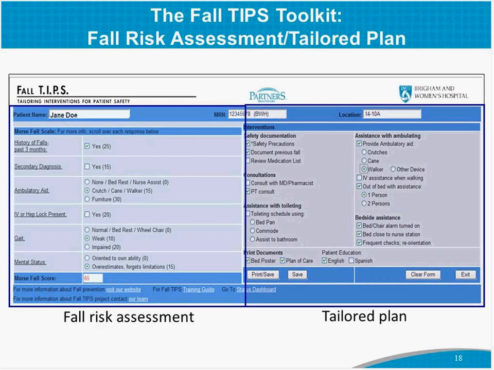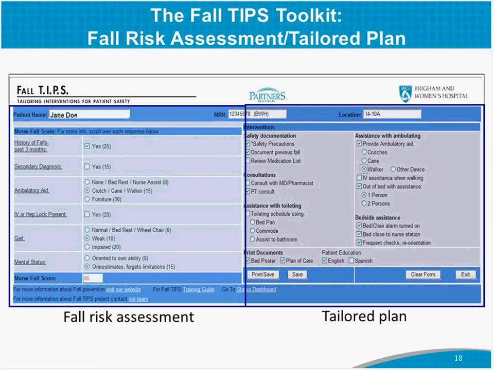This is a screenshot of the Fall Tips Toolkit that was integrated into the EHR. On the left-hand side is the fall risk assessment, the Morse Fall Scale. As the nurse clicks off the areas of risk on the left-hand side, the interventions that we had learned through our focus groups to be both effective and feasible in busy acute care hospital environments automatically check off. So when the nurse completes the fall risk assessment, the tailored plan that's most likely, according to our research, to prevent a fall based on that individual risk profile is documented.